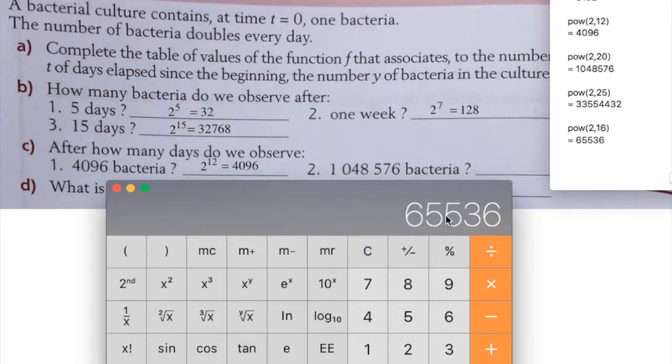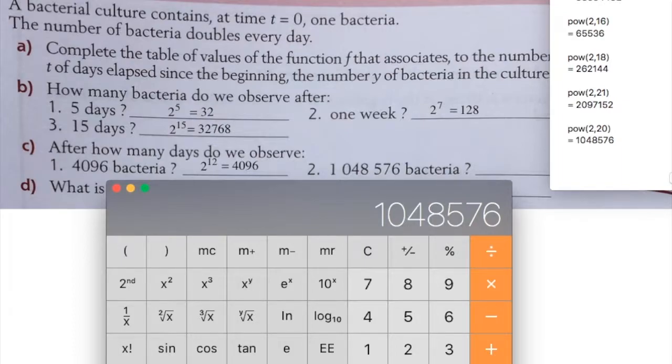I'm going to try 18. So 2 to the power of 18 is 262,000. Still not there. So 2 to the power of 21 is 2,097,152. That's too big. So 2 to the power of 20. So you could trial and error it, and there we go, there's our answer.